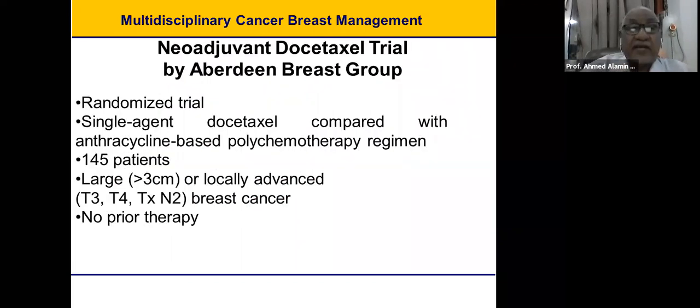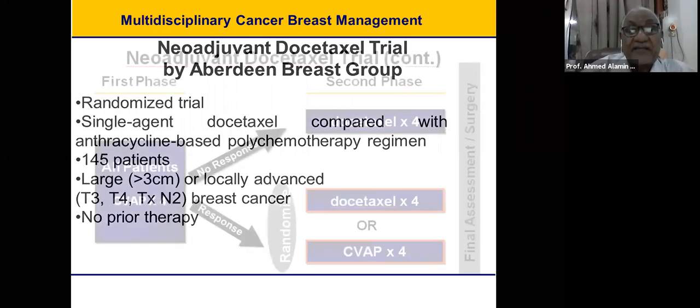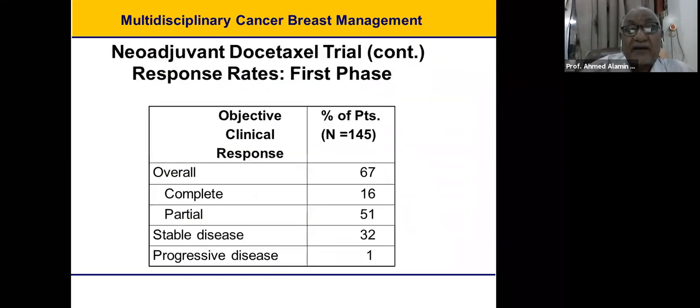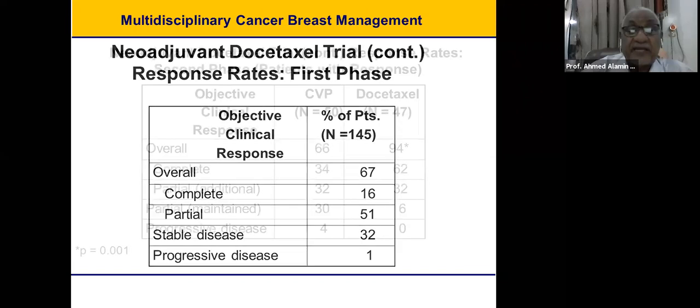Neoadjuvant Taxel trial by Aberdeen, a randomized trial of a single agent compared with anthracycline-based polytherapy. And the final result is that the response of patients with taxane is better than polytherapy, and nowadays it is used previous to other cytotoxics.